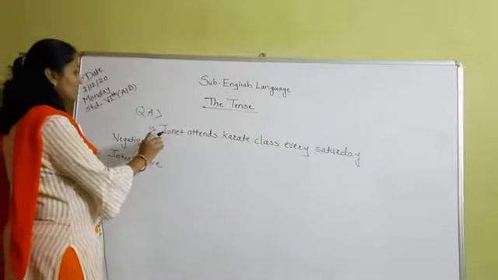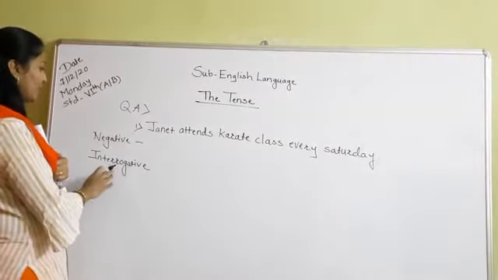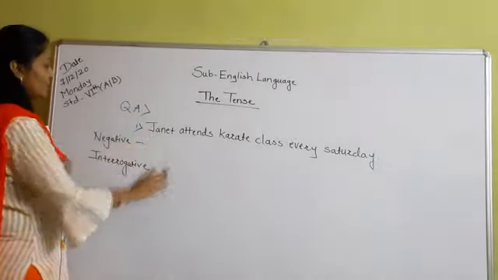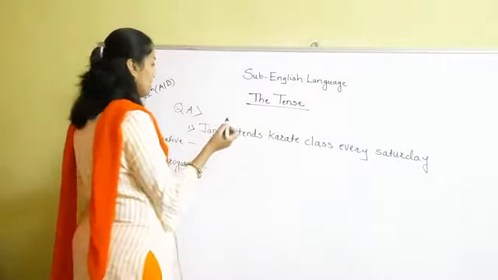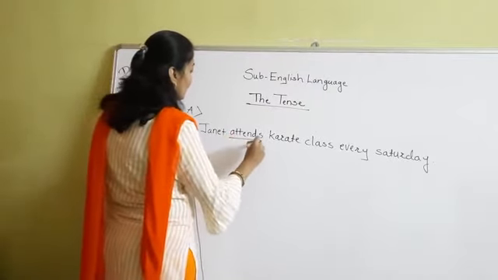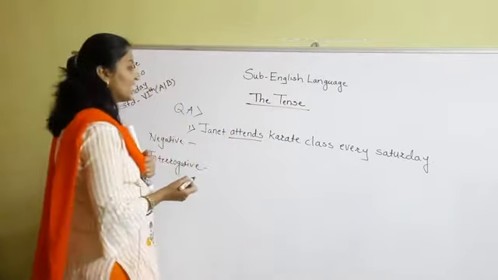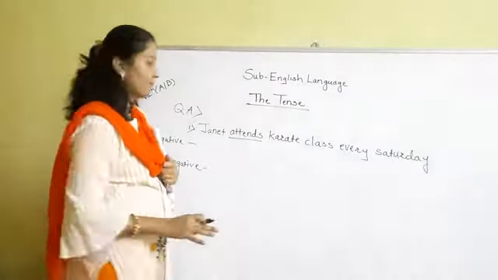Now students see, we have to make a negative sentence and after that an interrogative sentence. The sentence is: Janet attends karate class every Saturday. If you watch this sentence, you will see that Janet attends uses verb plus s, which indicates that this is a sentence of the simple present tense.